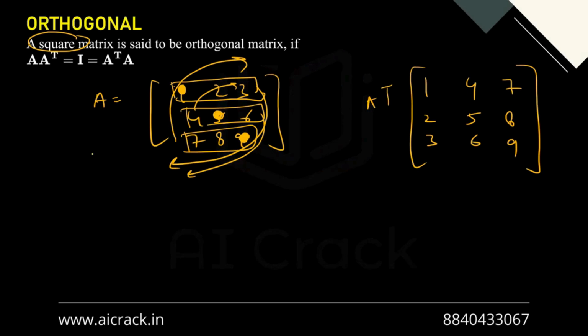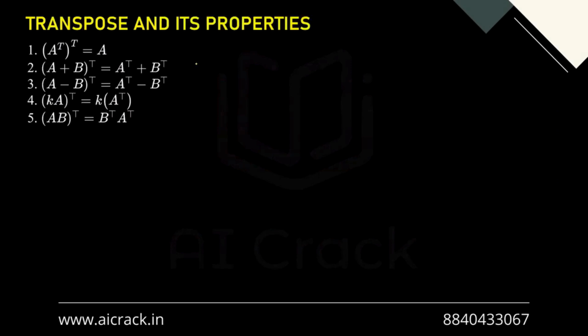Right. So if A dot A transpose equals I_n equals A transpose dot A for any square matrix, where n is the order of the square matrix A, right? So if this particular condition is satisfied, then we can say that the square matrix A is an orthogonal matrix. Now let us talk about the transpose and its properties. The first four properties are very obvious and basic, so you can derive them by yourself.